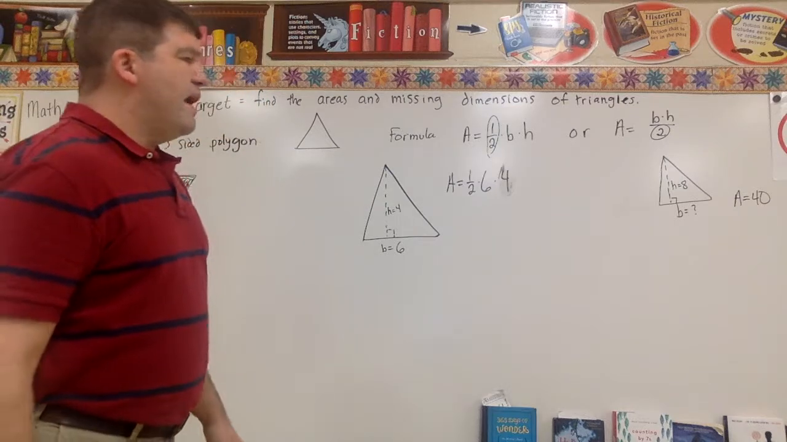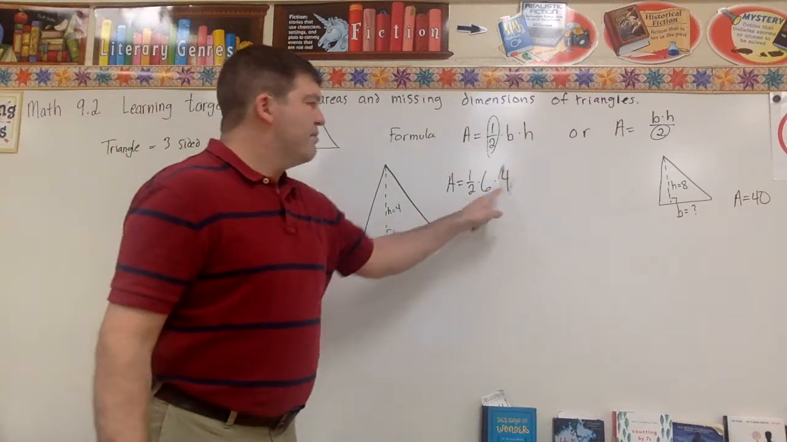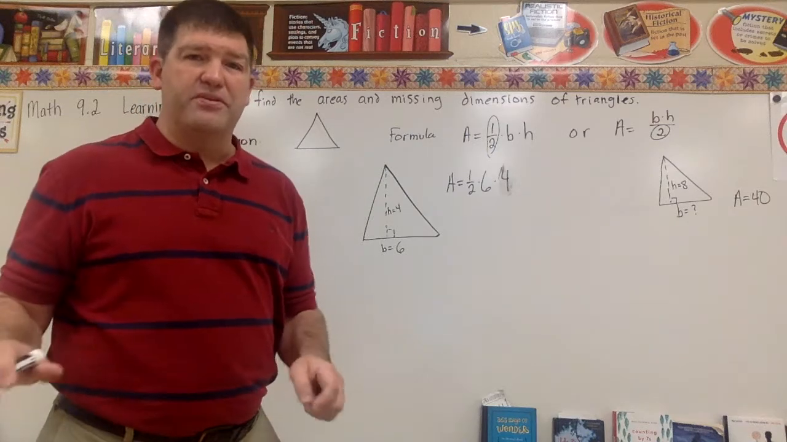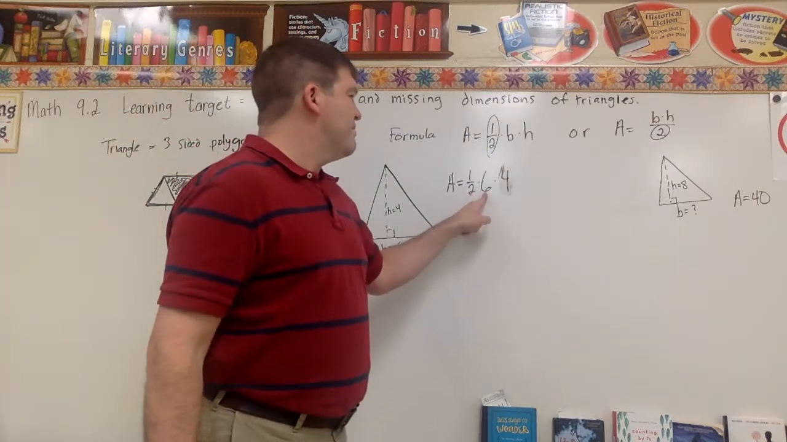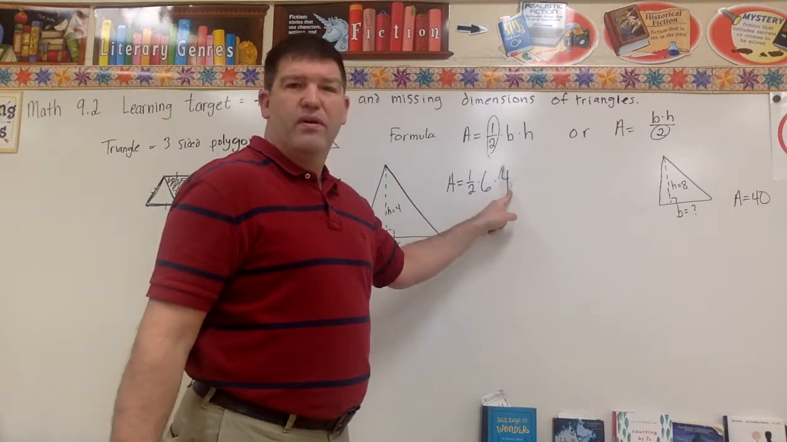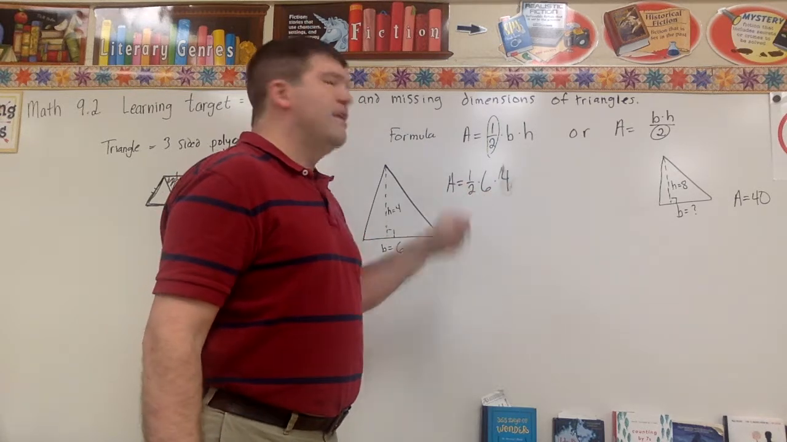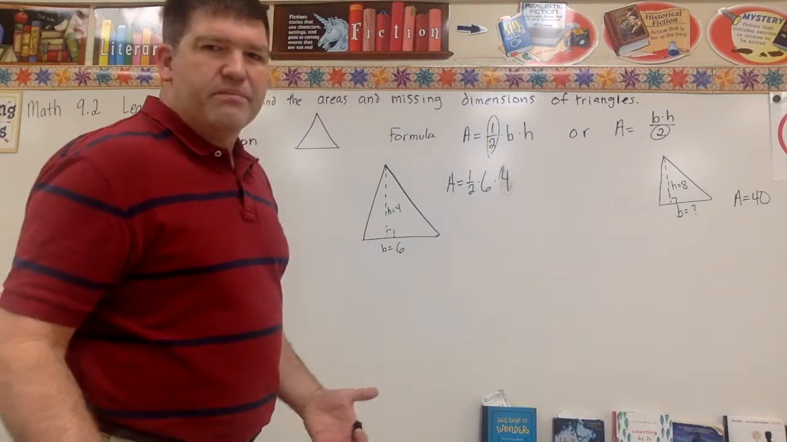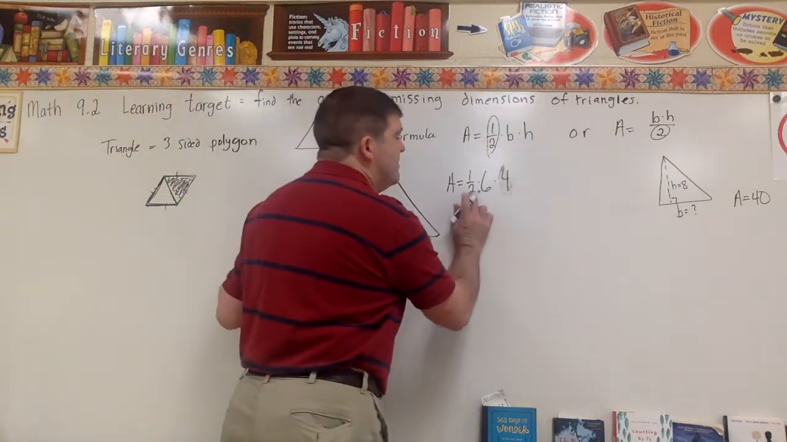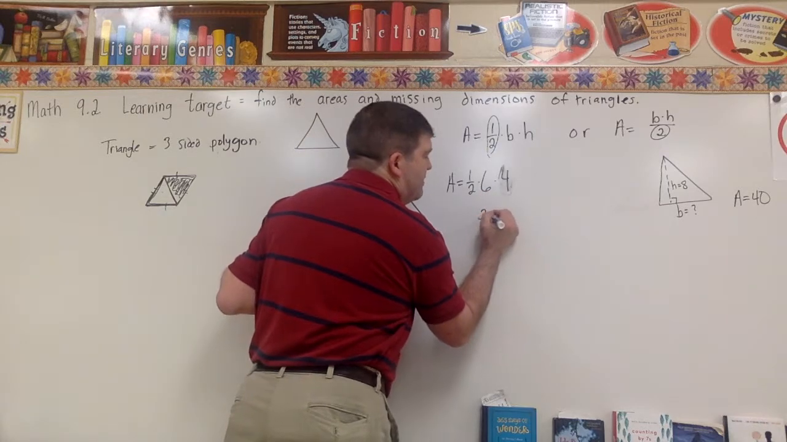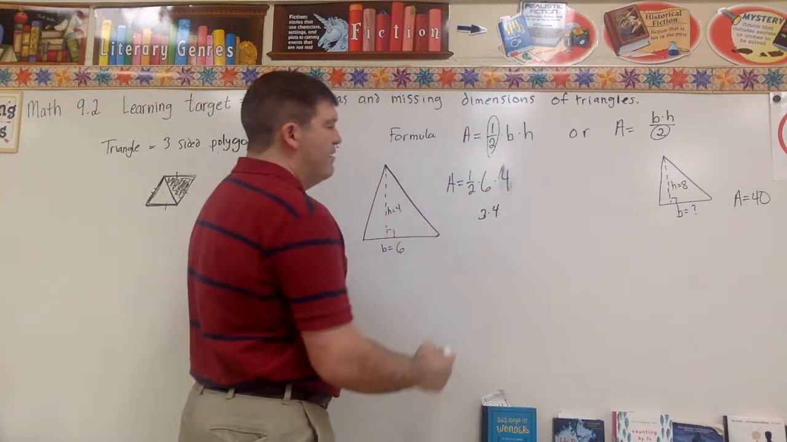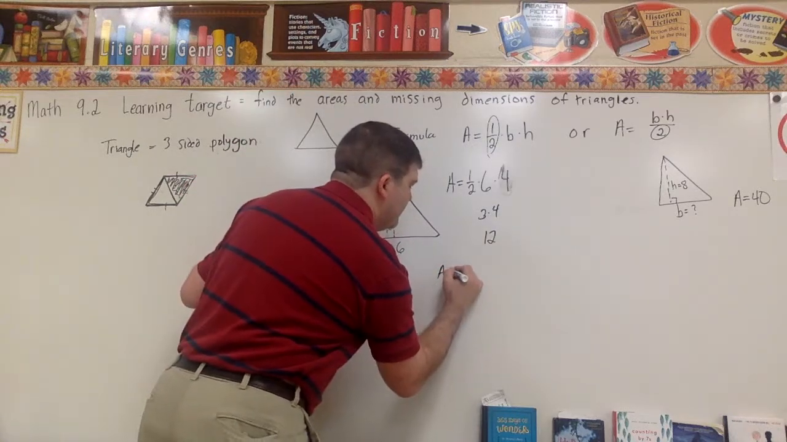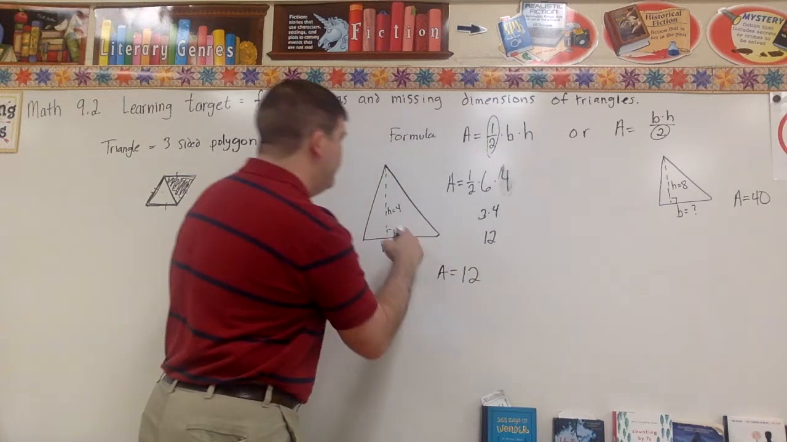Now, it's multiplying 3 things. Doesn't matter what order I multiply them in. It's all multiplication. I could multiply a half times a 6. I could multiply a half times 4. I could do 6 times 4 and then multiply it by a half. It doesn't matter. I do whatever's easy. I know a half of 6 is 3. And then I bring down my 4. And then that is 12. So my area equals 12.